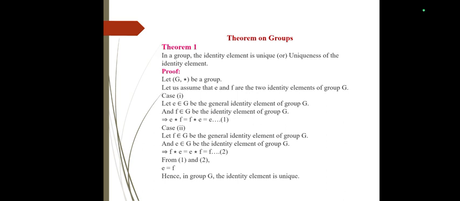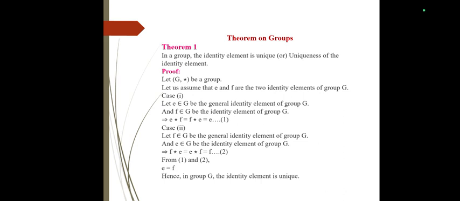Next, we see the theorems on groups. The first theorem is the uniqueness of an identity element. In a group, the identity element is always unique. That is, there cannot exist two different identity elements in a group. We'll prove it. Let (G, star) be a group. Then we assume that e and f are two different identity elements of the group G.